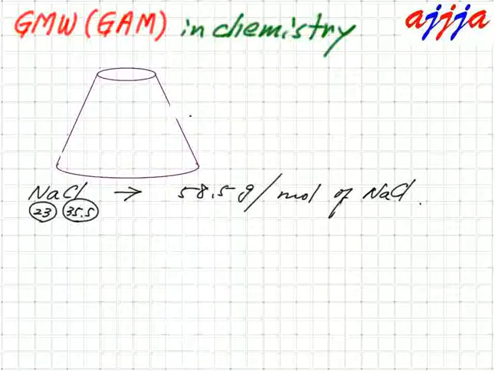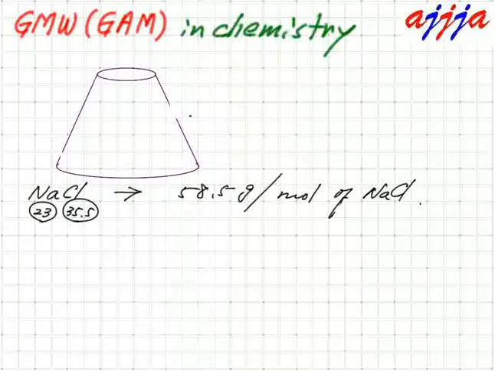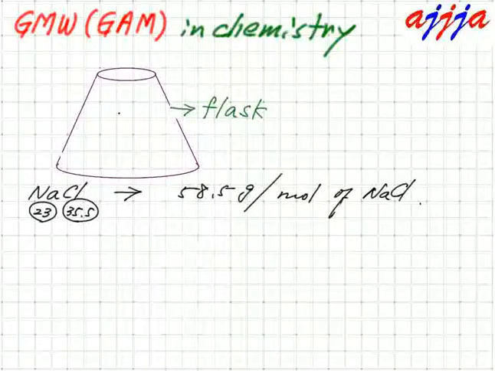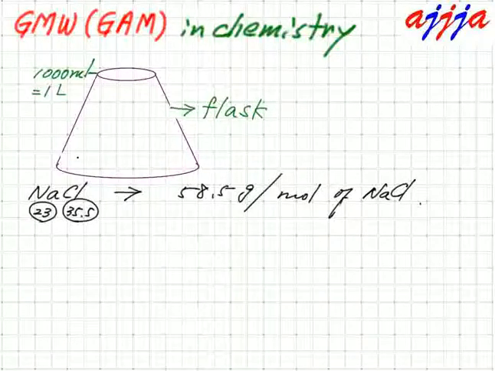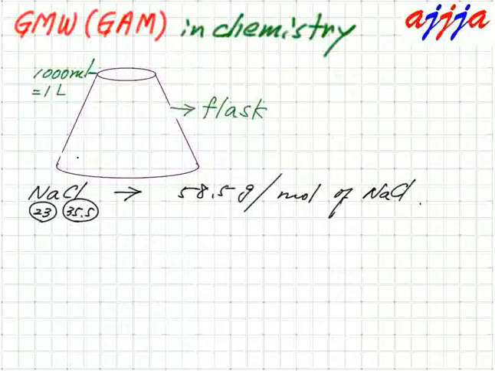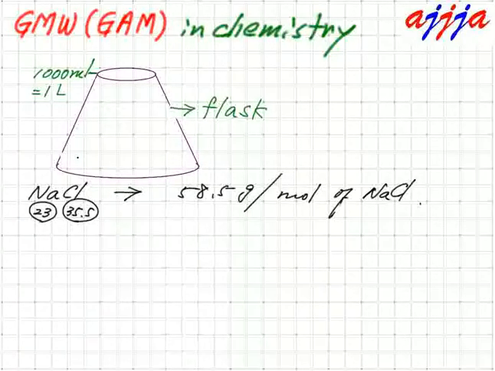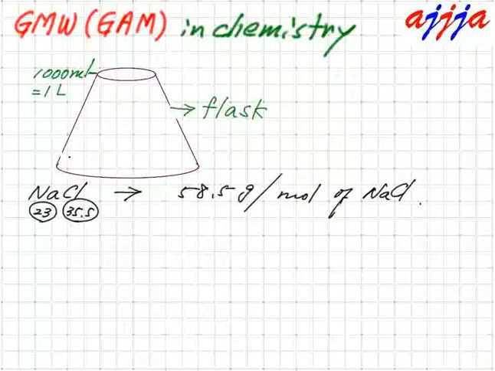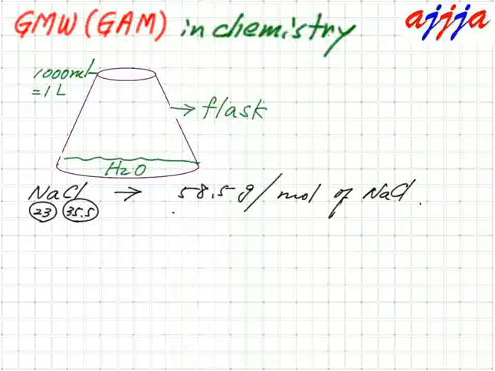Now, let's say this one is a container. Maybe say this is, that's right, a flask. It almost looks like a flask. Now, up to this point we call that 1 liter. 1 liter means 1000 milliliters. Now, when you make the solution, it should be like this.